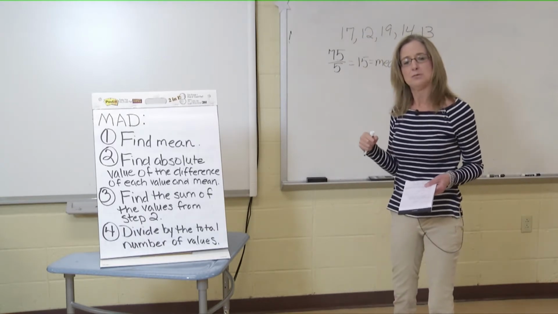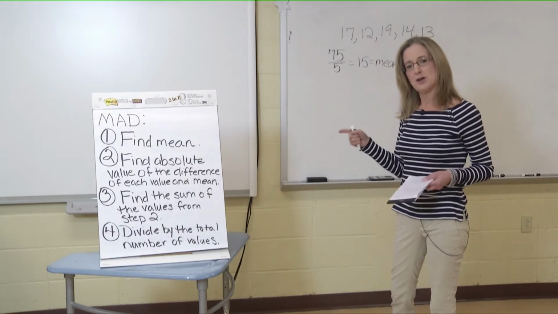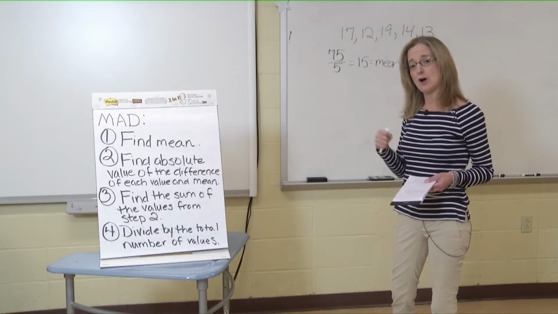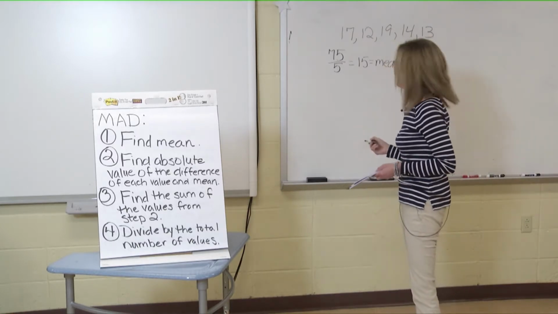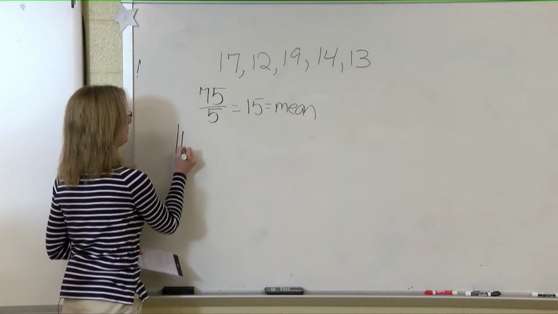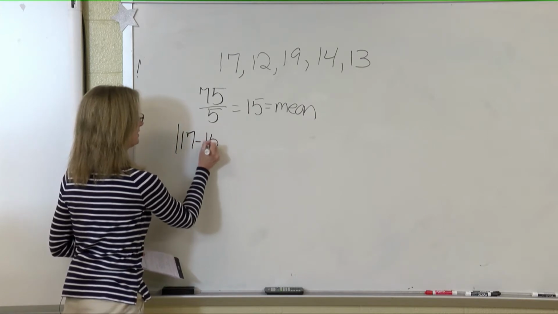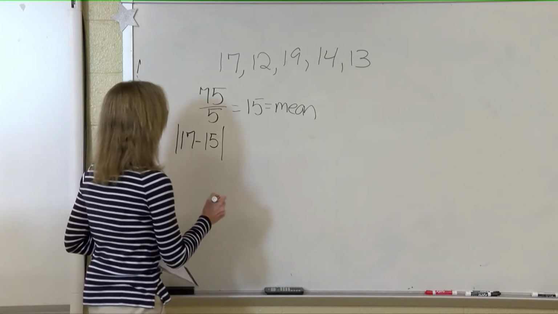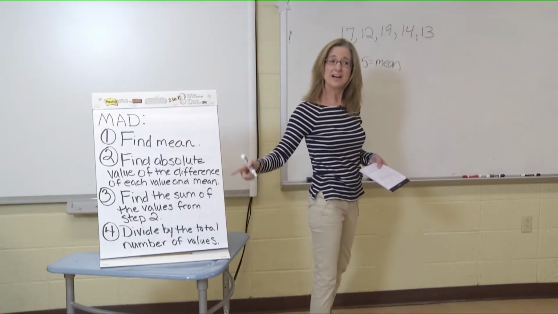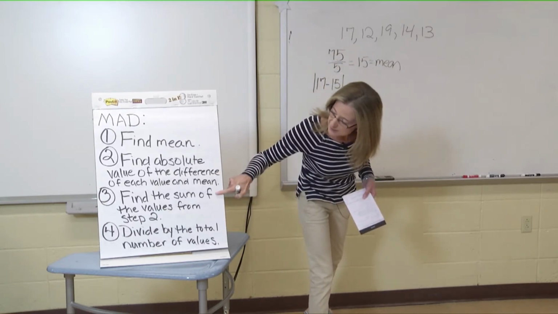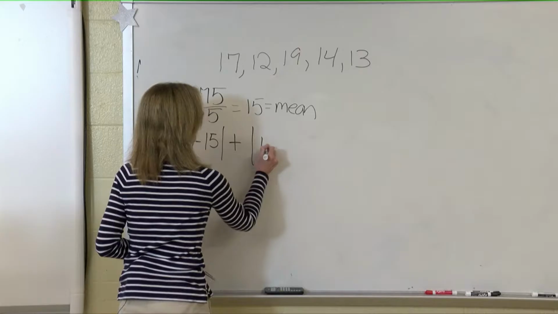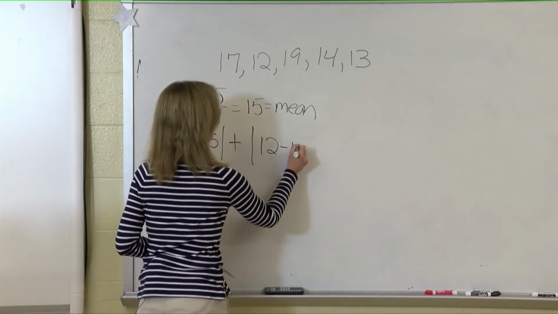So absolute value, what is the absolute value? It's the distance on the number line. So distance, can distance be negative? No. Distance is always a positive value. So this is what I want you to do. I want you to take your numbers and I want you to do this. I want you to say the absolute value of 17 minus 15, plus we have to add them together. So I'm going to go ahead and kind of combine steps number 2 and steps number 3. I'm going to go ahead and sum them up. Plus the absolute value of 12 minus 15.